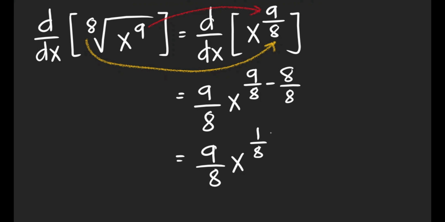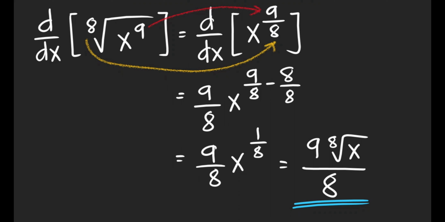In this case, 1 is the exponent and 8 is the index. We can rewrite this as 9 times the 8th root of x to the power 1, or simply x, all over 8. This is the final answer in simplified form.